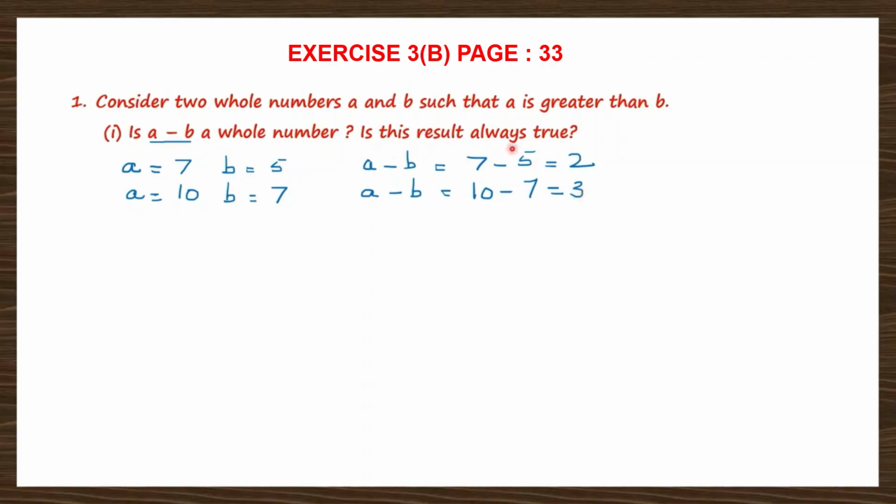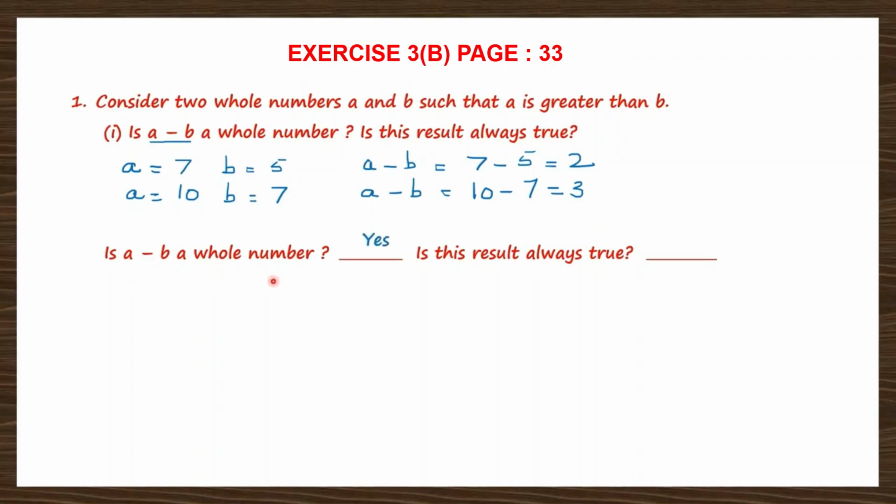And is this result always true? Yes, this result is always true. And we have seen it in two examples here. So that is our answer here. So the question is, is a minus b a whole number? This is a question that has been asked of us, and our answer is yes. Is this result always true? Yes, it's always true.